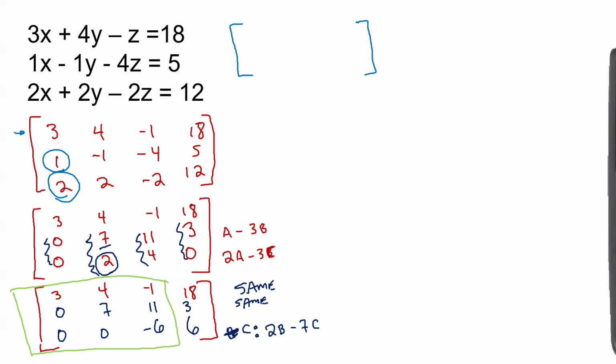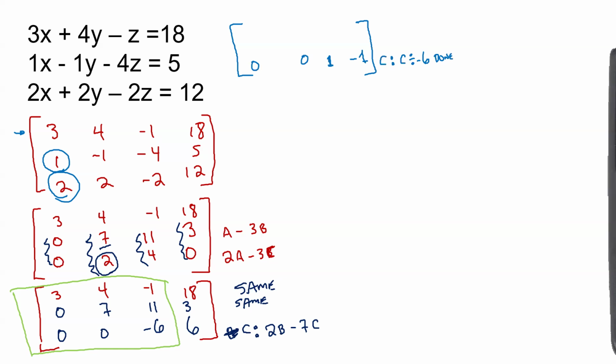Let's do that first. The new C is going to be take C and divide by negative 6. So I got 0 divided by negative 6 is 0. 0 divided by negative 6 is 0. Negative 6 divided by negative 6 is going to give me a 1. And 6 divided by negative 6 is going to give me a negative 1 right there. All right. At that point, we are done with that one.